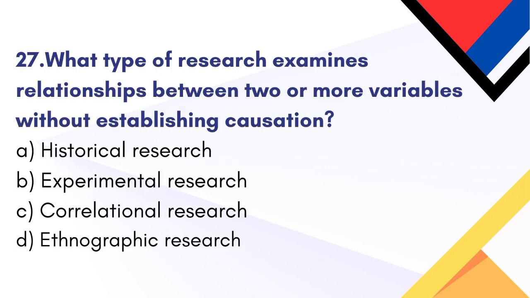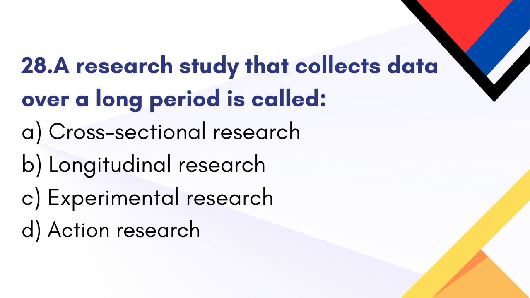What type of research examines relationship between two or more variables without establishing causation? Historical research, experimental research, correlational research, ethnographic research. A research study that collects data over a long period is called cross-sectional research, longitudinal research, experimental research, action research.